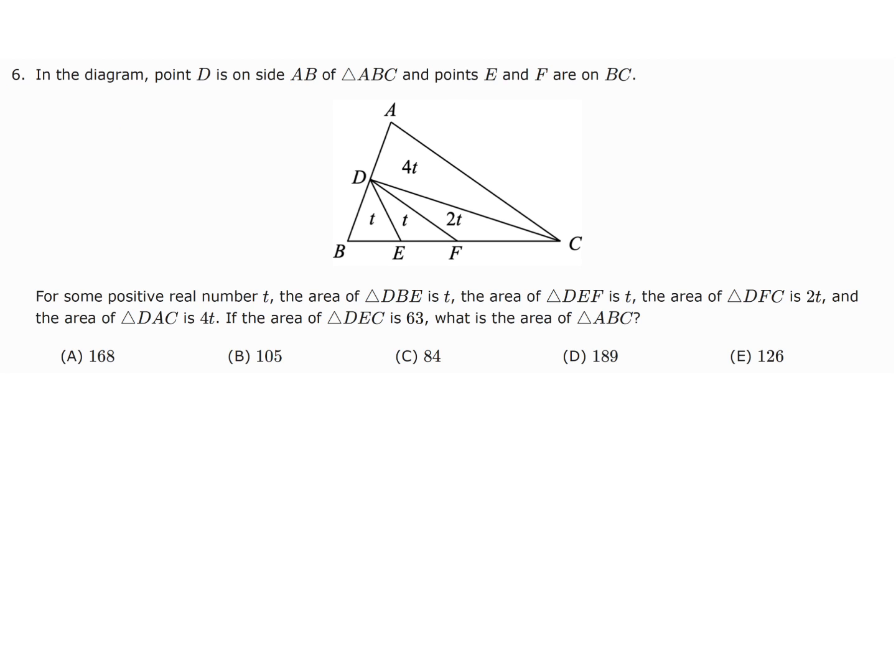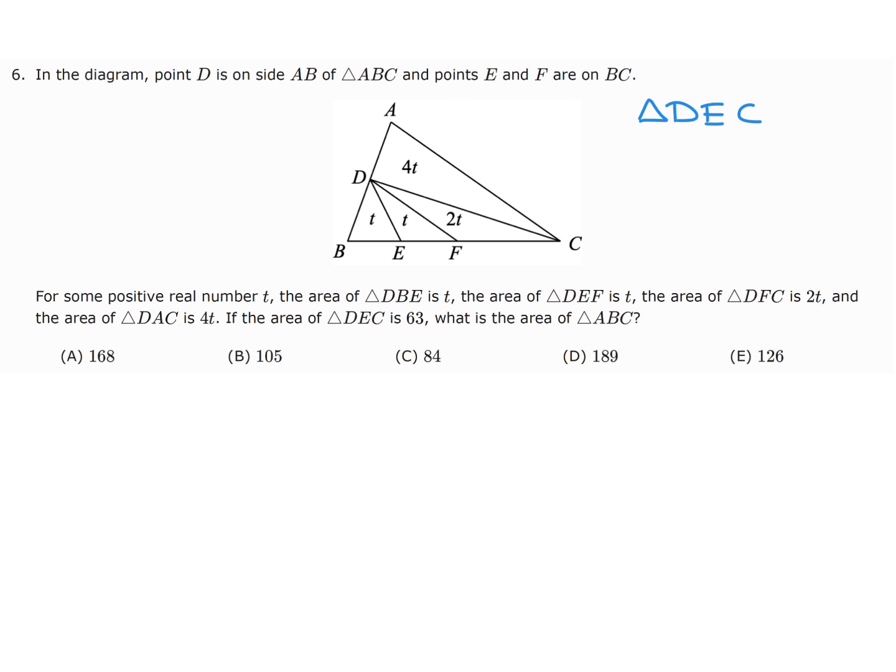In the diagram, point D is on AB of triangle ABC, and points E and F are on BC. For some positive real number t, the area of triangle DBE is t, the area of DEF is t, the area of DFC is 2t, and the area of triangle DAC is 14. If the area of triangle DEC is 63, what is the area of triangle ABC?